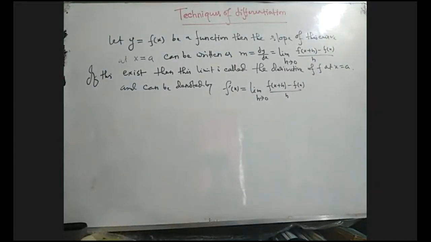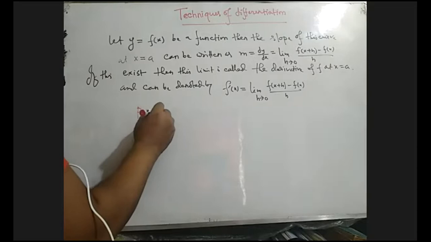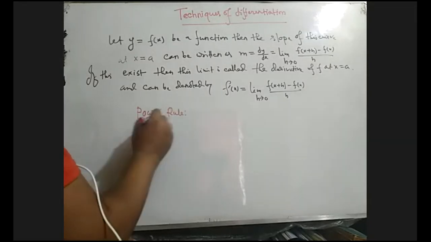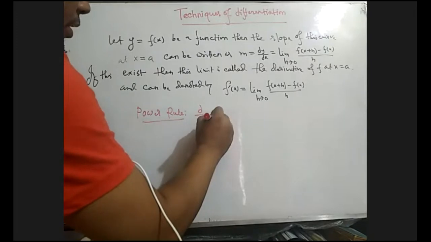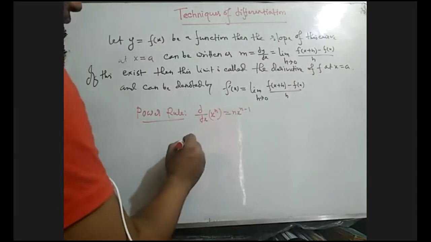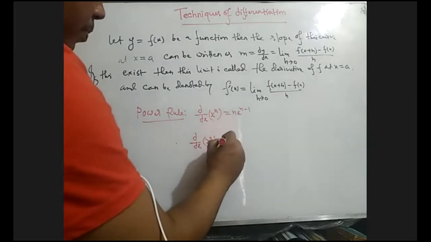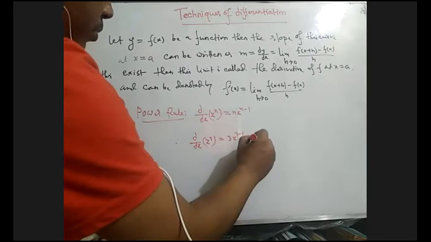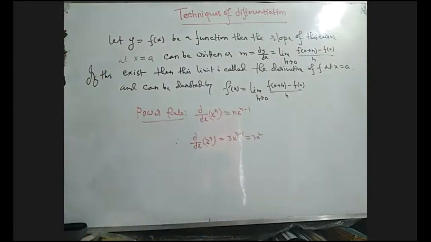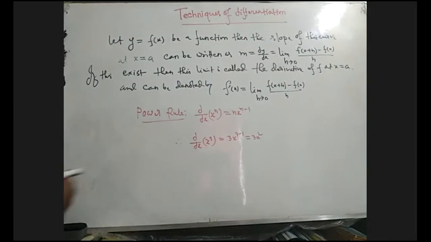In our previous lecture we discussed the power rule. The first rule was the power rule. Power rule means d dx of x to the power n equals n into x to the power n minus 1. That means if you want to find d dx of x cube, what will it be? 3 into x to the power 3 minus 1, that means 3x square. So by using the power rule, we have found these derivatives.